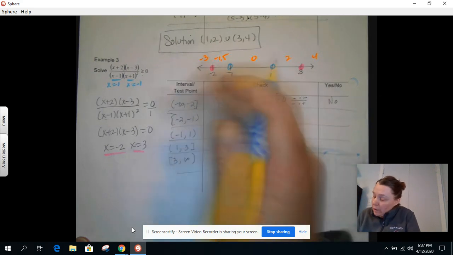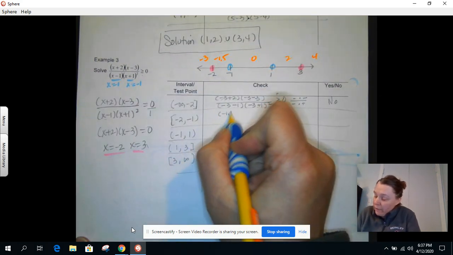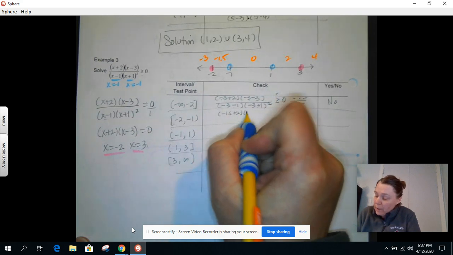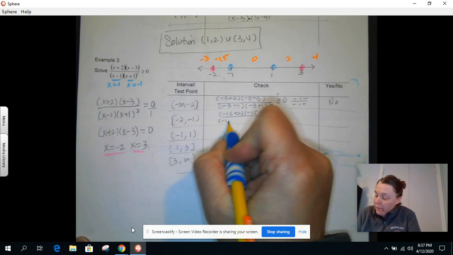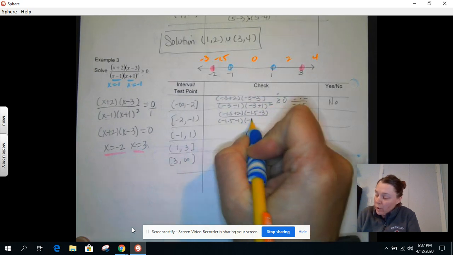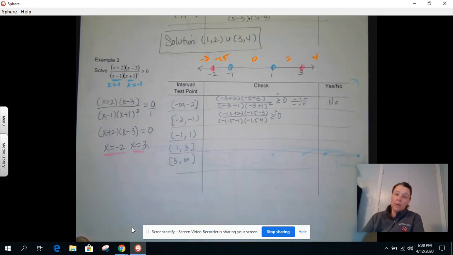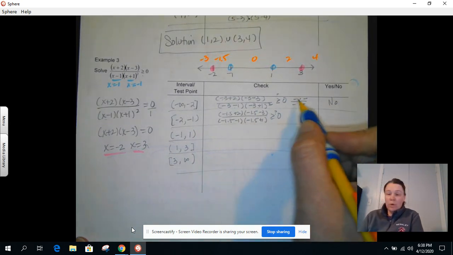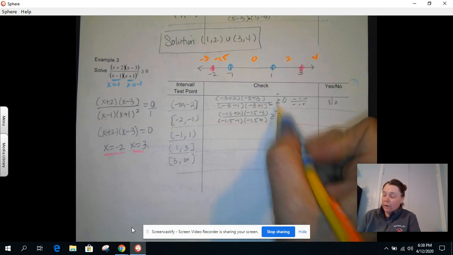Okay, here, if I plug in -1.5, so I have -1.5 plus 2 times -1.5 minus 3 over -1.5 minus 1 times -1.5 plus 1. And I want to know if that's bigger than or equal to 0. Now this bit I'm doing over here on the side with the negative times a positive and all that, that really only works if you're comparing to a zero.